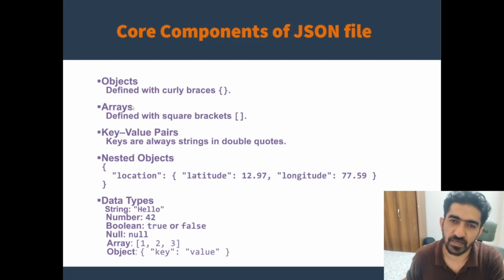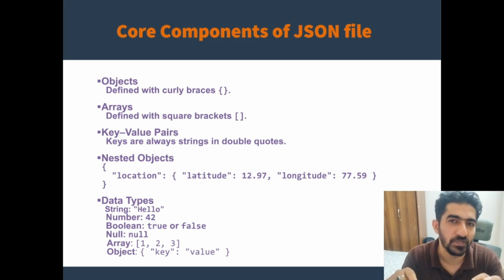Then the second core component of a JSON file is an array. So what is an array? An array is defined by square brackets. We have multiple objects in that array as well. In the file we can accommodate multiple objects, and we can accommodate nested objects in that array as well. We'll see an example once we go to the main data.